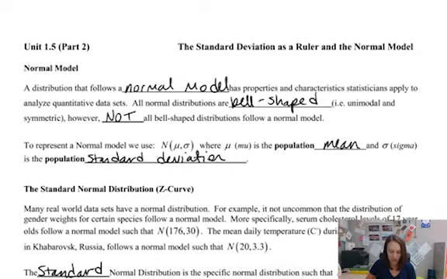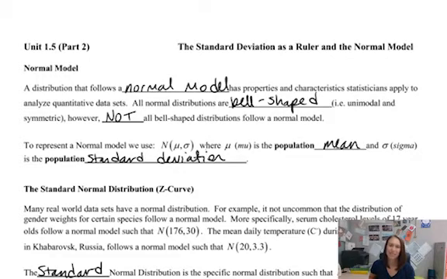A normal distribution is going to apply for quantitative data sets, so numerical data, and all the normal distributions are going to be bell-shaped, unimodal, and symmetric, but not all bell-shaped distributions are normal. So be really careful about that distinction. All normal distributions are bell-shaped. Not all bell-shaped distributions are normal.